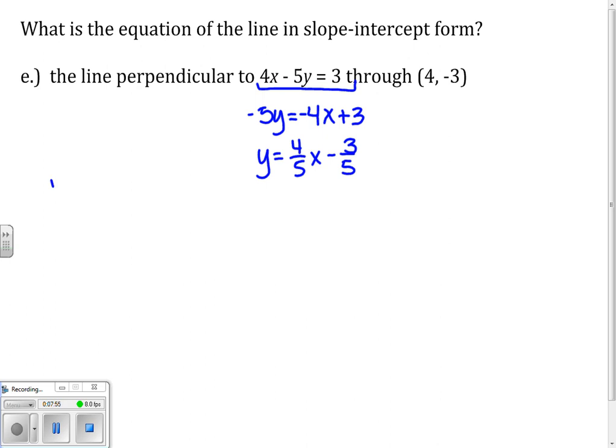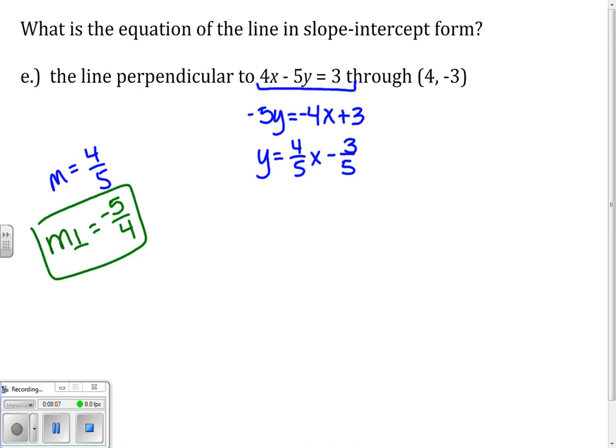So the slope of the original line is 4/5. Which makes the perpendicular slope -5/4. You flip and negate. We're going to use that -5/4 and this x1, y1 in point slope form, and then do what we need to do to get the final answer.